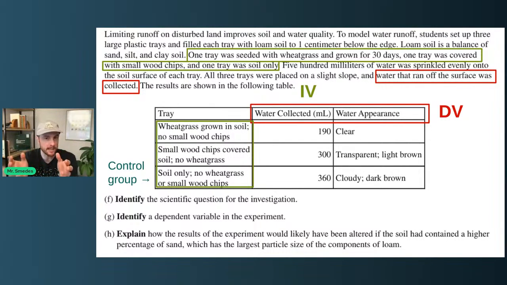So if you were asked for the independent variable, the question didn't ask you, but if it did, you would want to say the covering layer on top of the soil, or you might say the presence of wheatgrass or small wood chips on the soil. The DV, most of you were able to pick that out, either water collected or water appearance.